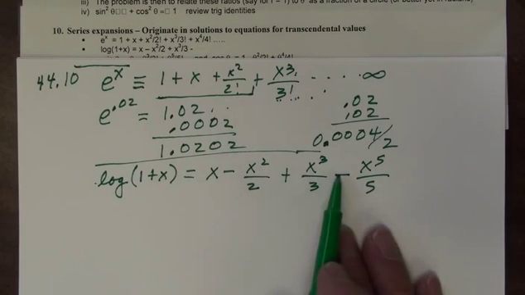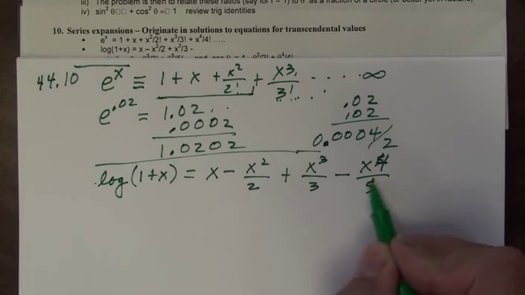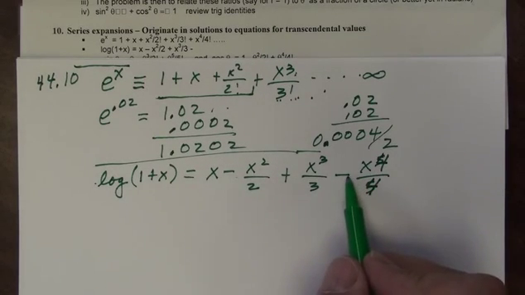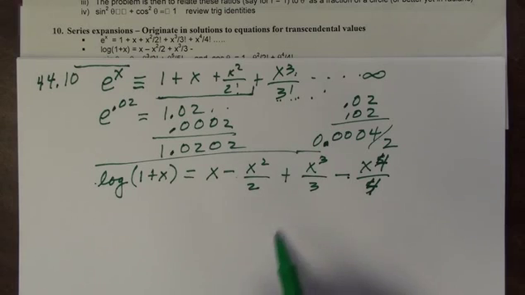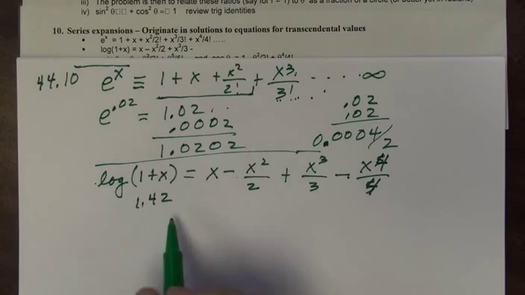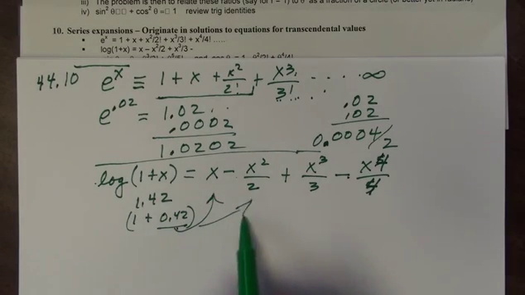However, the signs are alternating, and that does help. This is minus, oh, this should be the 4, I'm sorry. That's 1, 2, 3, and 4. So the even terms are going to have a minus sign, and the odd terms are going to have a plus sign. And if I have a number like 1.42, I can write that as 1 plus 0.42. Treat my x as this number here, plug it in, and you've got a very good approximation of the logarithm of 1.42.